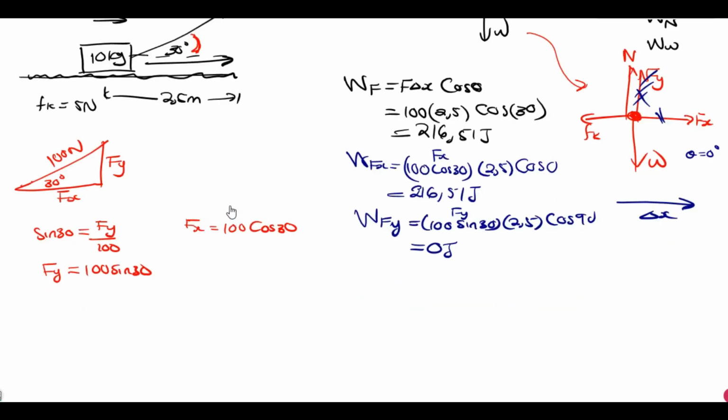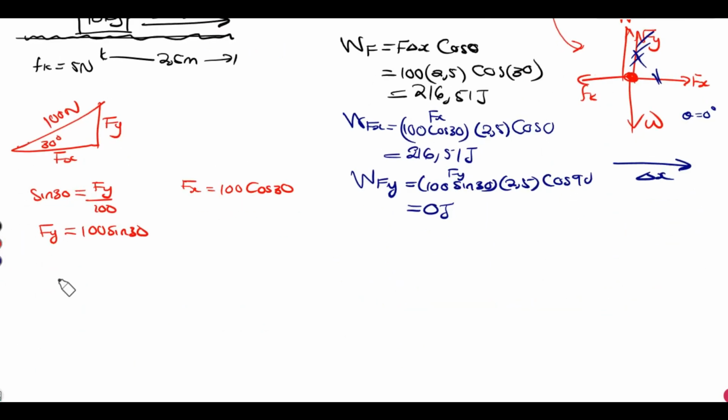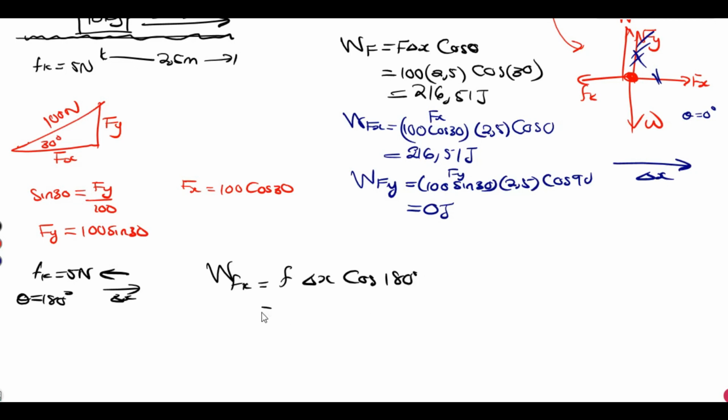Calculate the work done by the frictional force. Remember, we are given the frictional force to be 5 newtons. 5 newtons in what direction? To the left. So what angle is that? Remember, the displacement is to the right, so there's a 180 degree separation between the two, hence theta is equal to 180 degrees. So work done by the frictional force is equal to frictional force times delta x multiplied by cosine of 180 degrees. And then this is 5 multiplied by 2.5, and then this is cos 180, which is negative 1. So it's just 5 times 2.5.